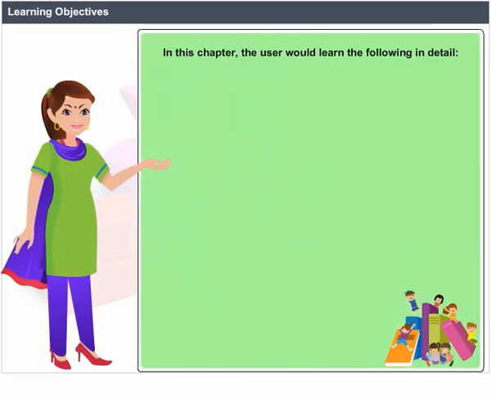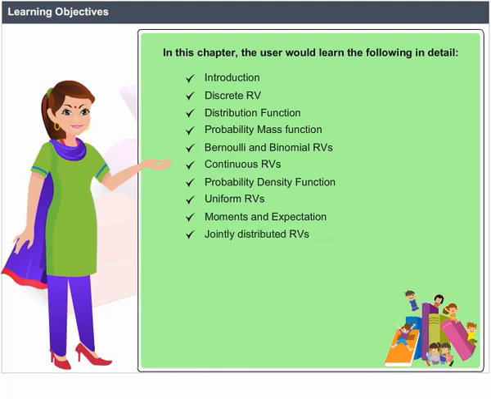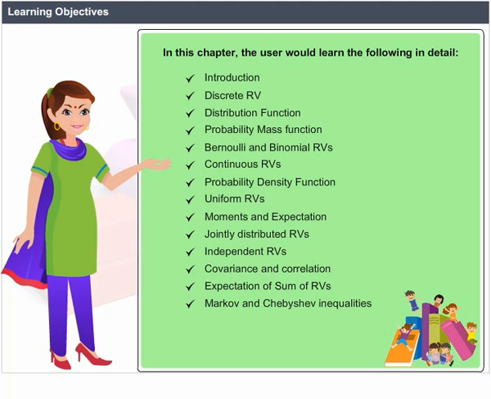Learning objectives. In this chapter, the user would learn the following in detail: introduction, discrete random variable, distribution function, probability mass function, Bernoulli and binomial random variables, continuous random variables, probability density function, uniform random variables, moments and expectation, jointly distributed random variables, independent random variables, covariance and correlation, expectation of sum of random variables, Markov and Chebyshev inequalities.